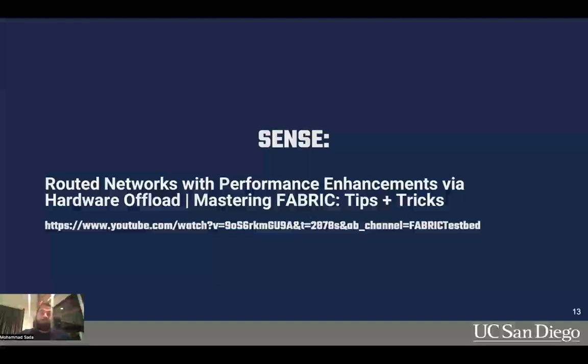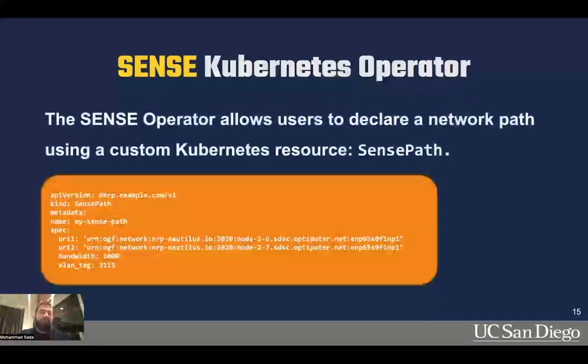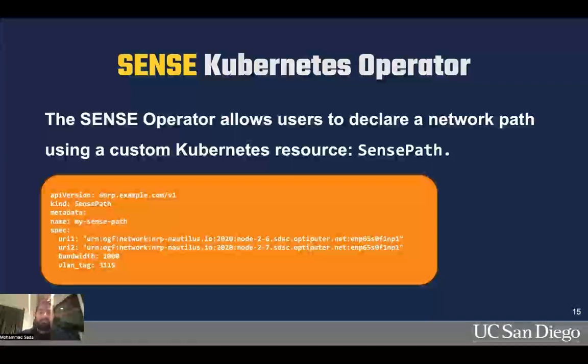In terms of using it purely on Nautilus and on the National Research Platform, we have written our own Kubernetes operator that allows you to provision ESnet SENSE paths without having to know what ESnet SENSE is, how the orchestrator works, and so on and so forth. Essentially, that allows you to write a very simple YAML that details what the path is. This is a simple example here. We created our own custom resource called SensePath. So this is me creating a SensePath.